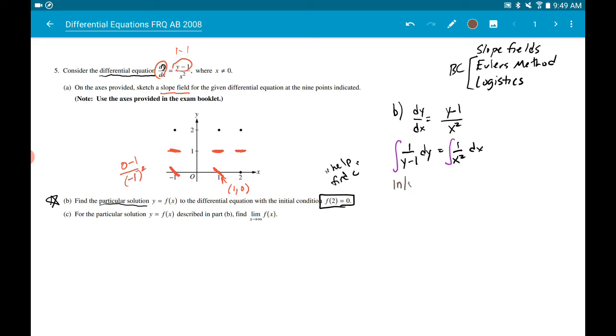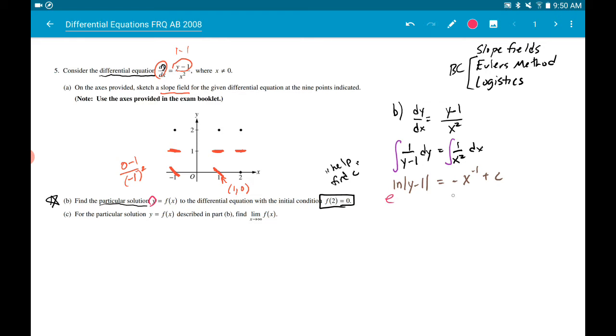And this is going to be ln of y minus 1, and this is going to be -x to the -1. I'm using the power rule, skipping some steps, so you can go back and check that if you need to. And then there are just a couple c's, and you can combine the c's, so there are some shortcuts I'm using.